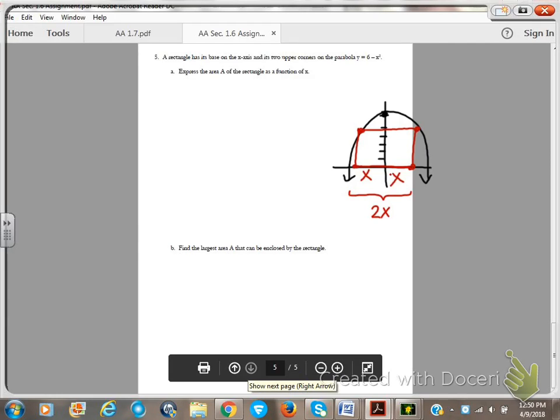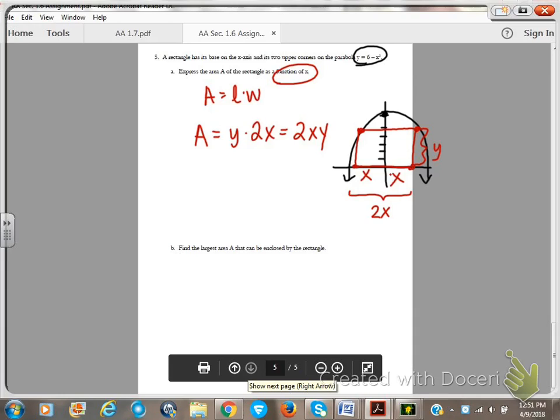Since height-wise, it only exists on the top half, this is just going to be y. So where we normally say that area is length times width, this time we'll say, okay, it's y times 2x, or 2xy. The problem being we don't want two variables, we just want one variable here, and the variable that we want is x, which means we need to get rid of y.